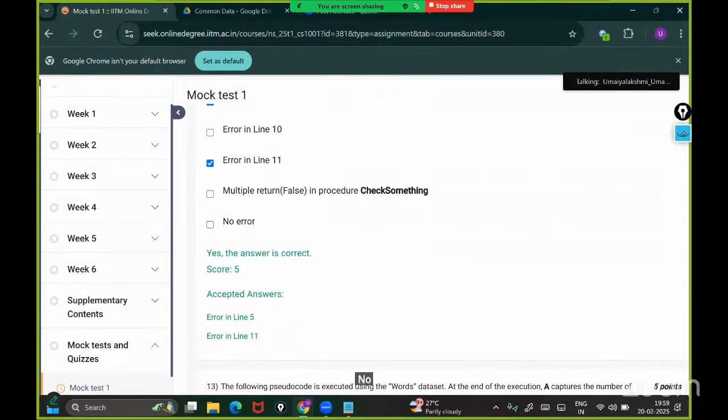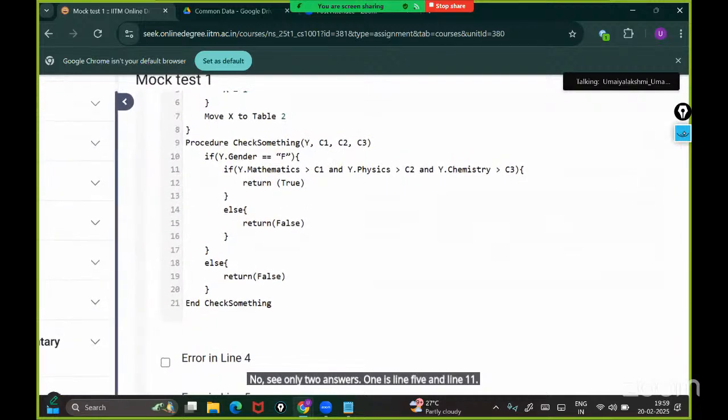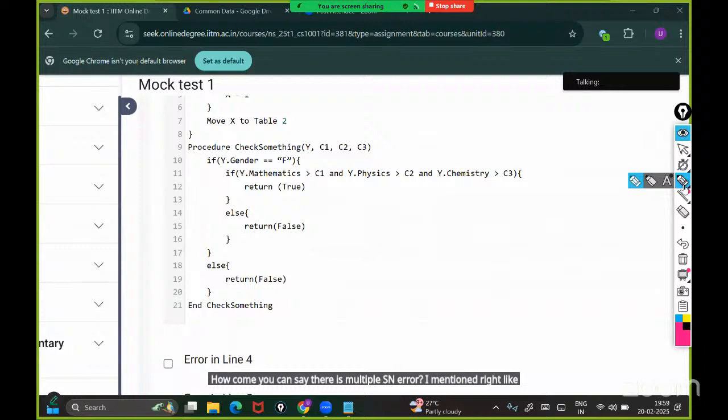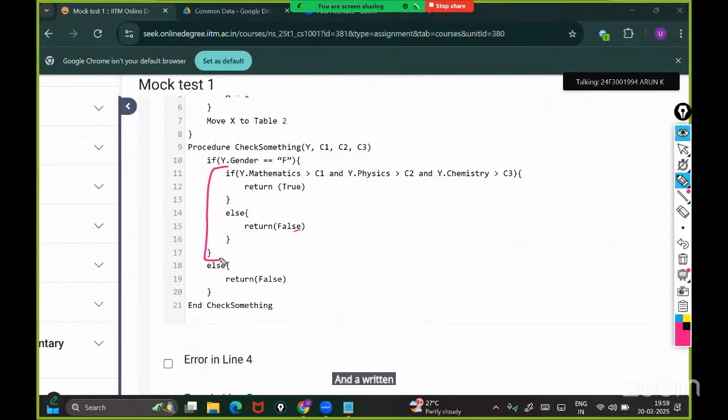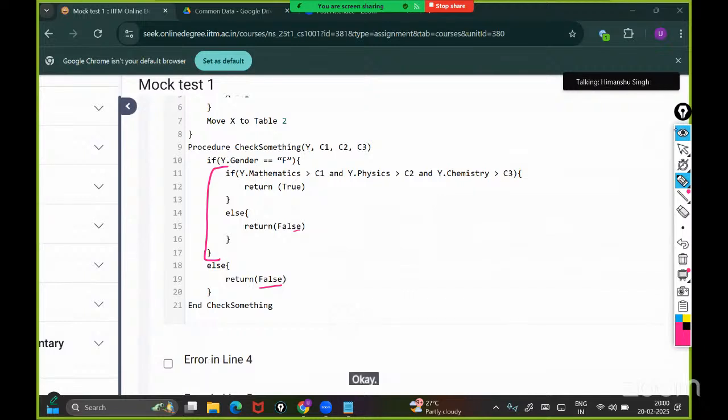No, see, only two answers. One is line 5 and line 11. How can you say there is an error in multiple return? I mentioned, if the student is not female, only false is coming. So the first condition, not female, is false. Similarly, the second condition is also false. All conditions are false. The mark is not true. Still, it has to return false. So you cannot say it's wrong. It's correct only. Okay, now I get it. Thank you.